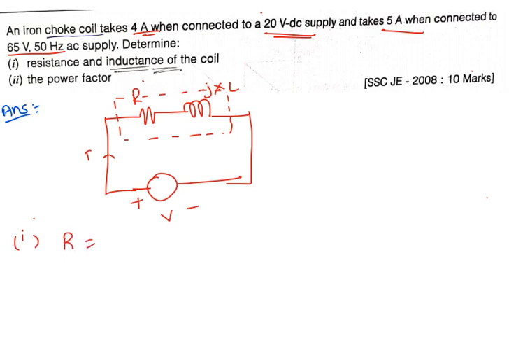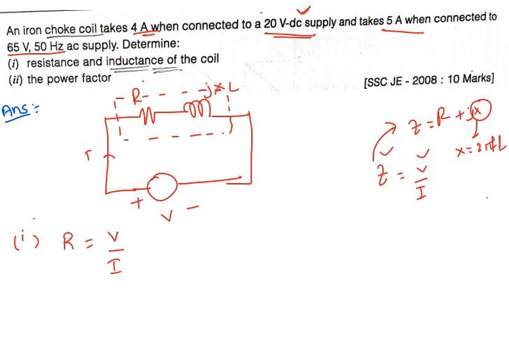In case of an iron choke coil, we usually take Z equals V by I. But in the first case, where the iron choke coil is connected to DC supply, Z equals R plus jX. Here the reactance component becomes 0 because XL equals 2 pi FL, and the frequency is 0 in case of DC supply. Therefore only resistance will appear here. That is why we have taken R equals V by I.